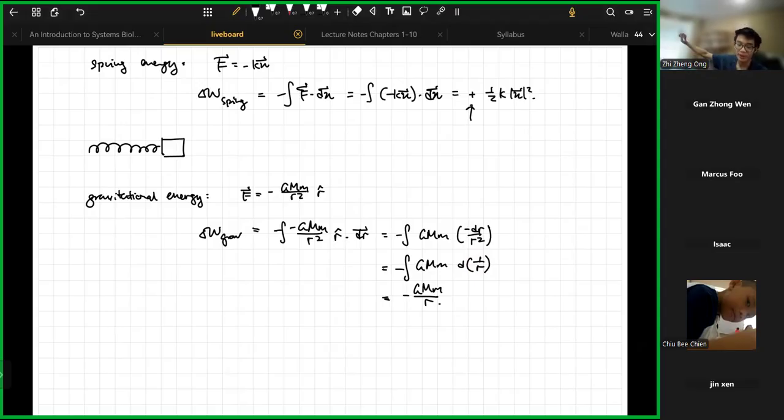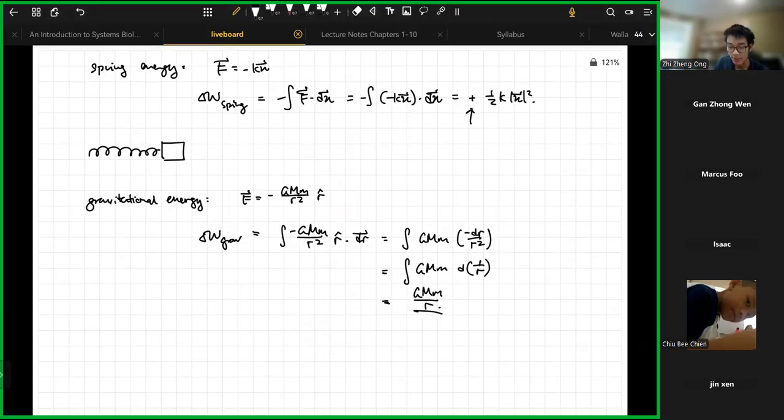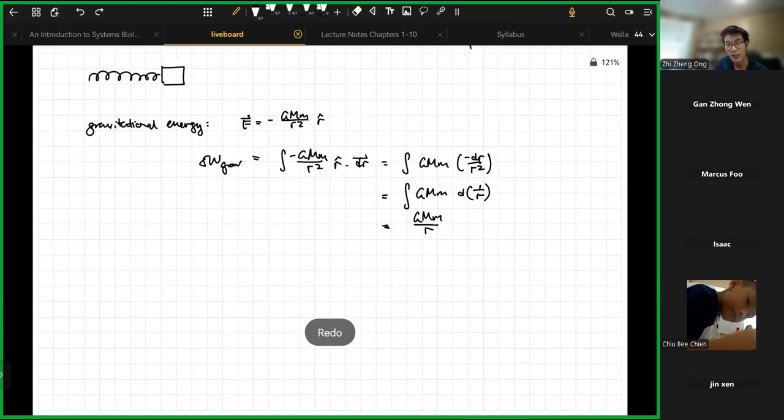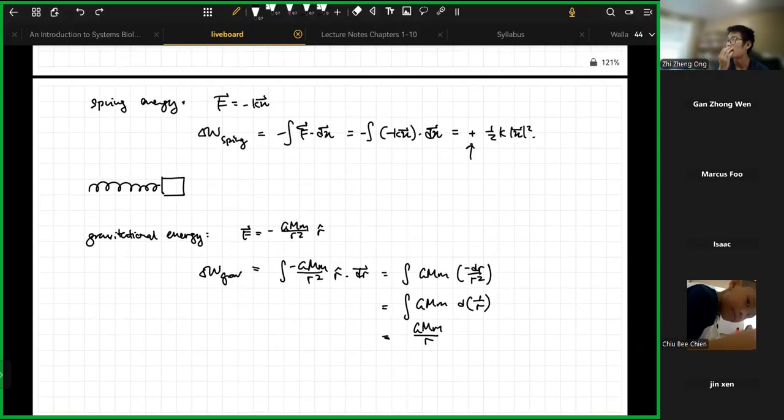Or when you're talking about some object where you come in and increase its gravitational energy, what you would do is increase the gravitational energy by this much. You gotta think about what system has more energy and what system has less energy.